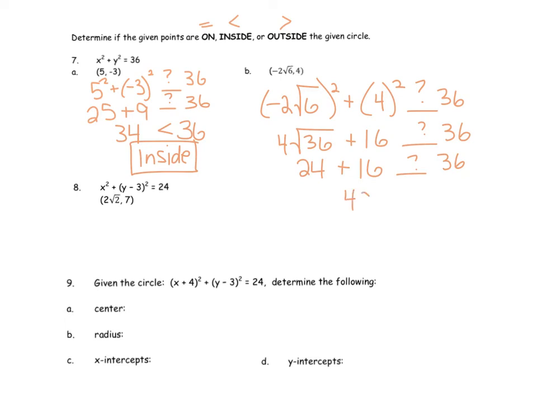We get 40. 40 is greater than 36, so therefore this point that they gave me is outside the circle because it's greater than the radius squared.